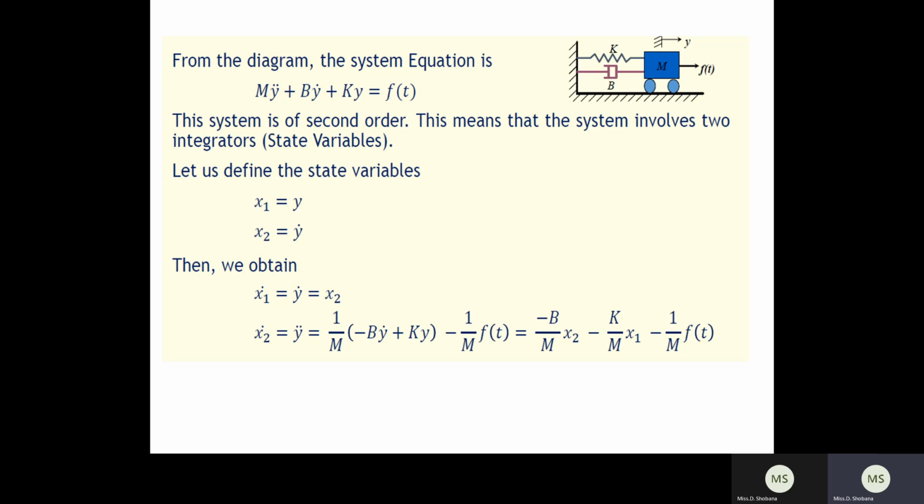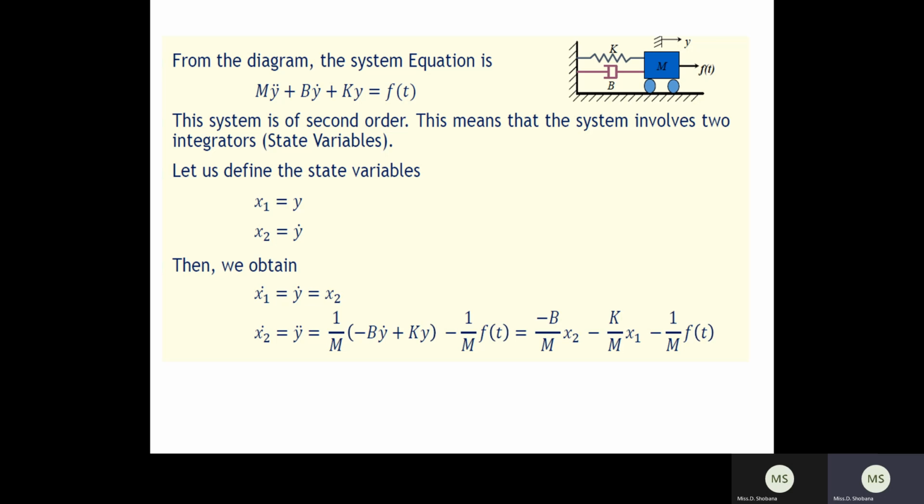Here the state variables are chosen as the displacement and velocity of the given system. Displacement is y, velocity is dy divided by dt. y is taken as the x1 state variable, and y dot is taken as the x2 state variable. So now you have your 2 state variables.